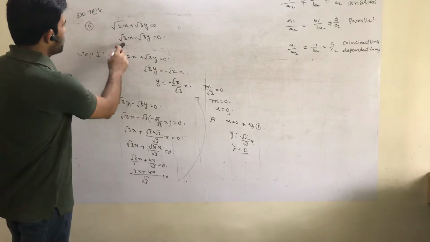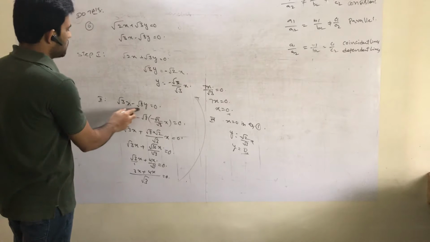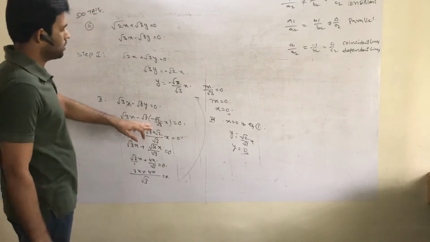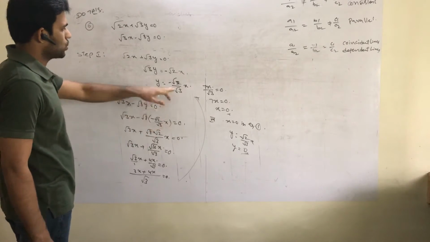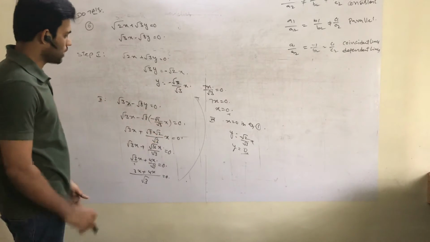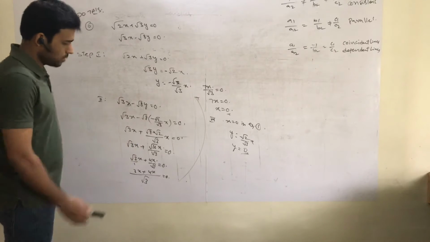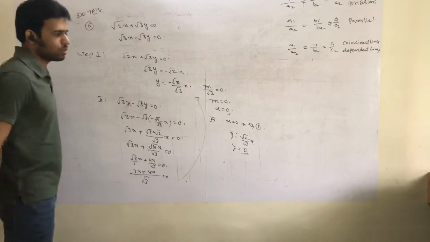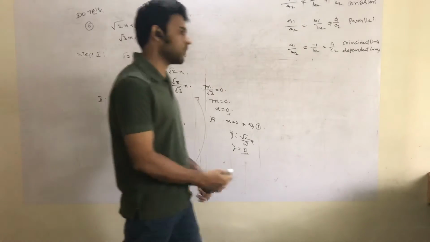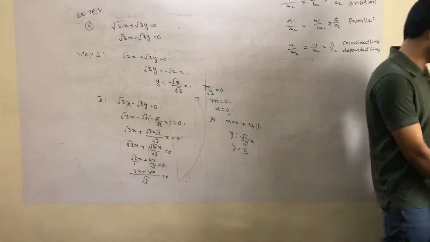Right. And now I am substituting in root 3x minus root 8 into minus root 2 by root 3 into x, that becomes root 16, which is 4. So 7x, so everything goes that side. So that becomes 0. So x is 0 and y is 0. Okay, so this is how you can follow the substitution method.